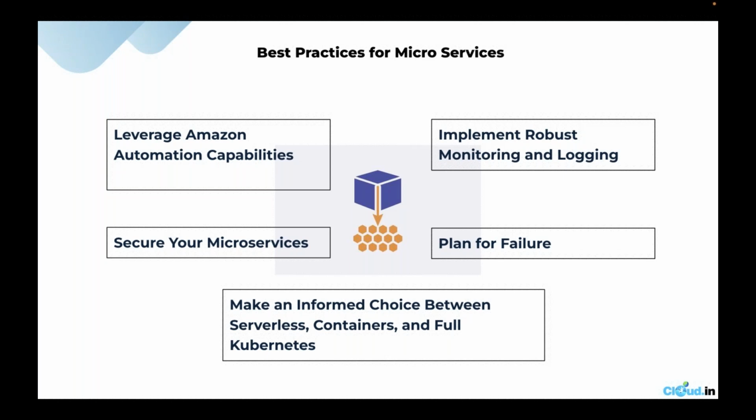Also, lastly, and this is a very important part, you should make an informed choice between serverless, containers, and full Kubernetes. So when choosing your runtime platform, consider the following services. AWS Lambda is the best solution for lightweight microservices with unpredictable demand or quick stateless tasks, allowing developers to focus on their code without concerning themselves with the underlying infrastructure.